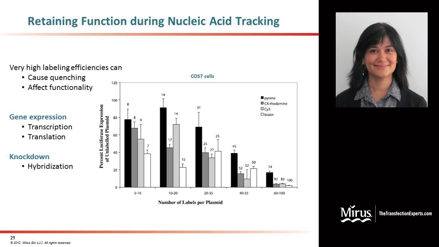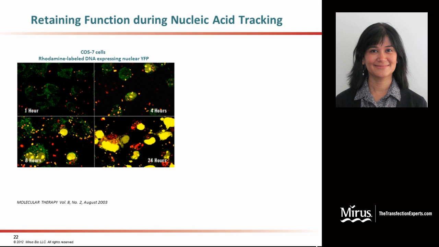To alleviate this concern, we have done a lot of optimization with our Label IT technology, where we have optimized the number of labels that can be on a plasmid or an siRNA molecule and yet retain functionality. Here is a chart illustrating just this point. As you can see towards the left, the fewer the number of labels per plasmid, in the range of 5 to 10, the higher the luciferase expression, with a wide variety of labeled plasmids, either with rhodamine, Cy3, biotin, etc. Using our Label IT technology, we have optimized labeling densities very finely to make sure that labeled nucleic acid retains function for a variety of applications.